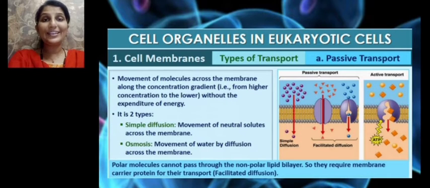So there are two criteria for passive transport. There should be a concentration gradient, only then will the molecules be transported from one side to the other. And second, there should not be any expenditure of energy. Passive transport is again subdivided into two types: simple diffusion and osmosis. What is simple diffusion?